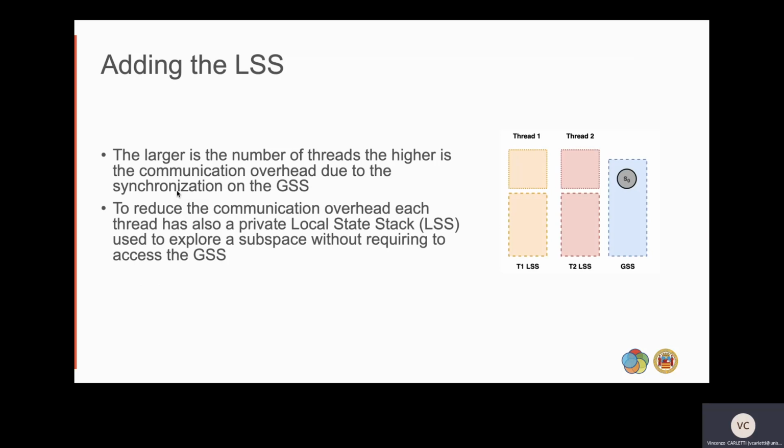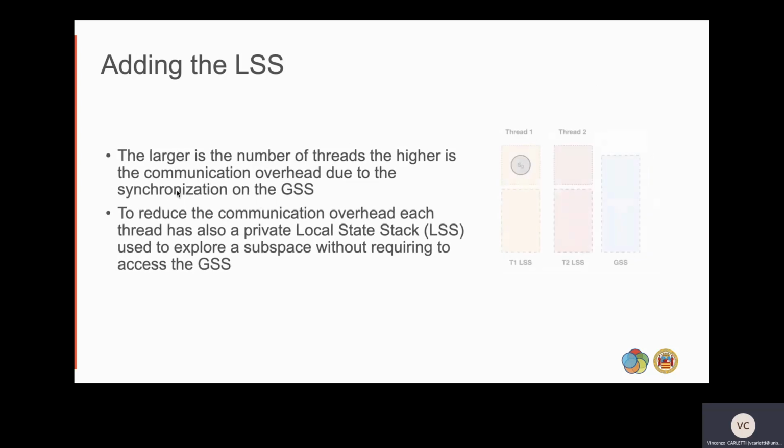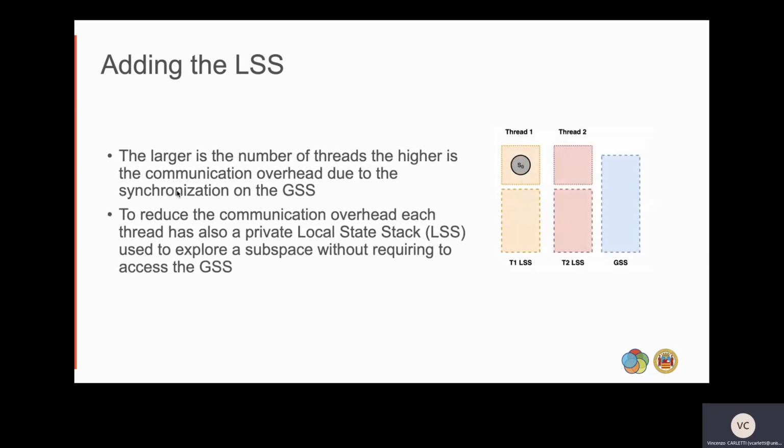A new solution that we proposed is to add a local state stack, a private stack used by each thread together with the global state stack. The global state stack is used to share the states among the threads. The local state stack is used by each thread to explore a subset of the state space without interacting with the other threads. This is because we need to find a trade-off.